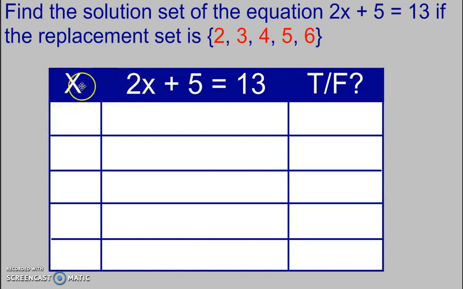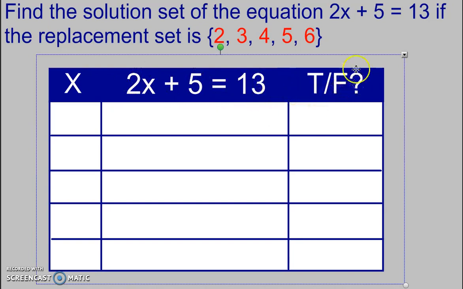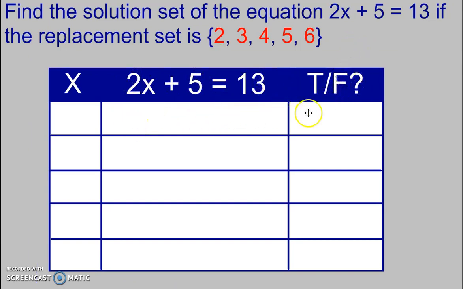So I'll make myself a table. I've got my x here. That's what I'm going to be plugging in. That's the input value. Then the function rule. And then I'll determine, is this statement true or false?